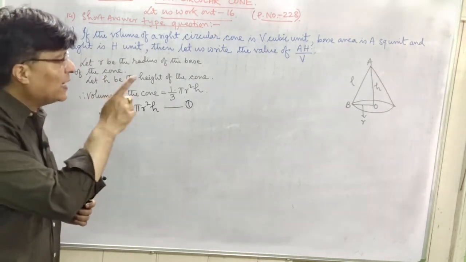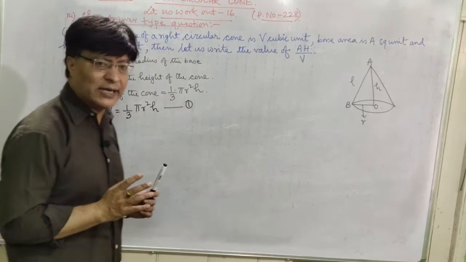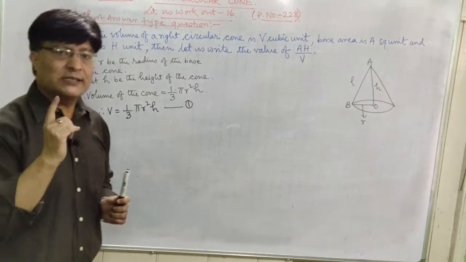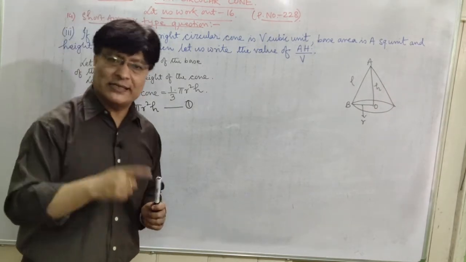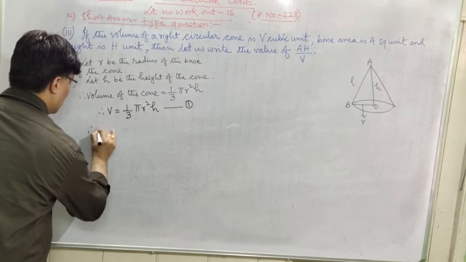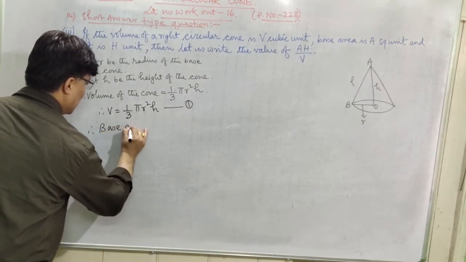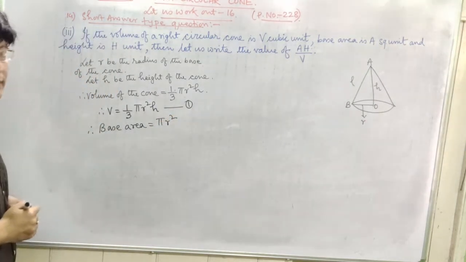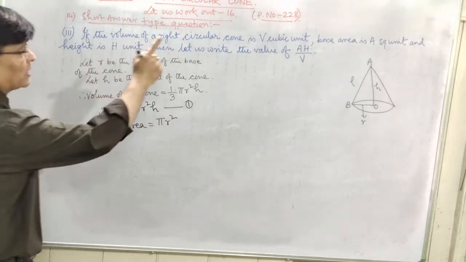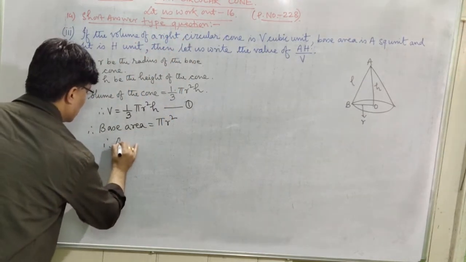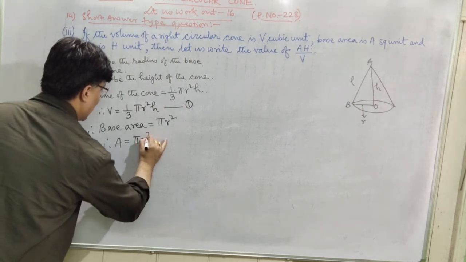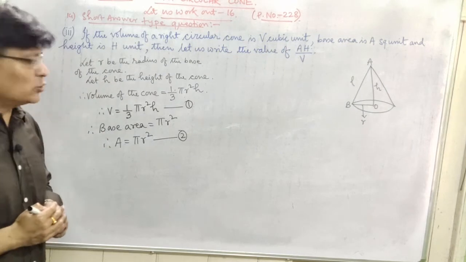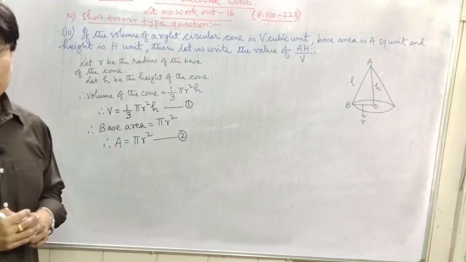So what is the base area here? It is A square unit. What is meant by base area? The area of the circular base. In case of a cone, the base is a circle. What is the area of the circular base? It is pi r square. Therefore base area is equal to pi r square. But by the question the base area is given as capital A. So capital A is equal to pi r square. Let us mark it as number 2. So I think you have understood it.